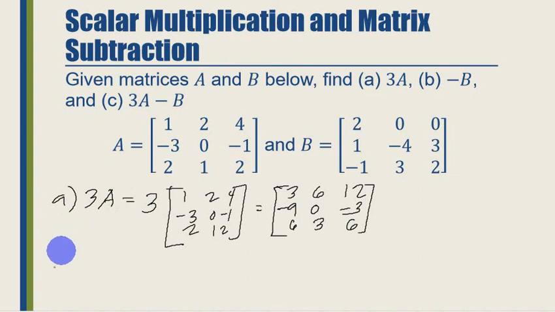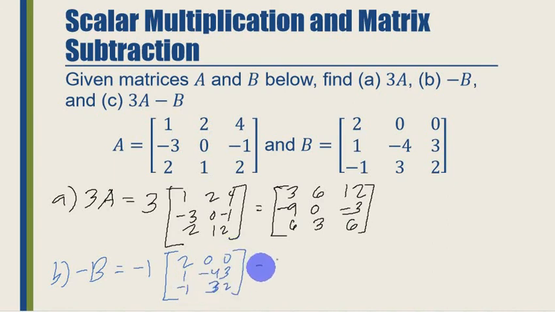Now, for letter B, which is the negative matrix B, this is negative 1 multiplied to matrix B, which has entries 2, 0, 0, 1, negative 4, 3, negative 1, 3, 2. This would be multiplying negative 1 to everything. We just need to change the sign. So this becomes negative 2, 0, 0, negative 1, 4, negative 3, negative 1, 3, and 2.